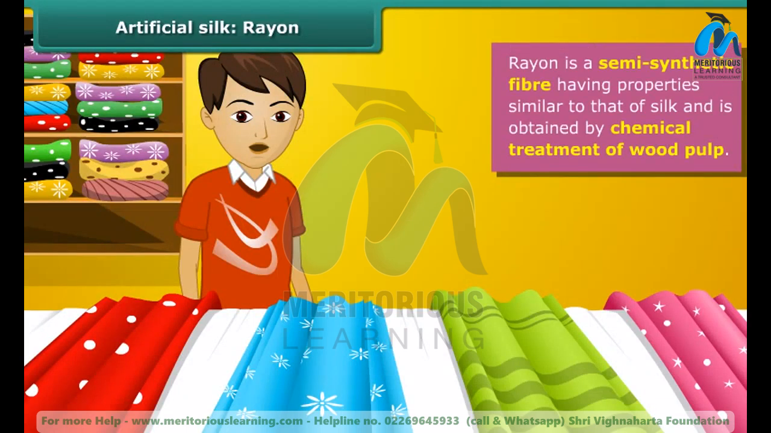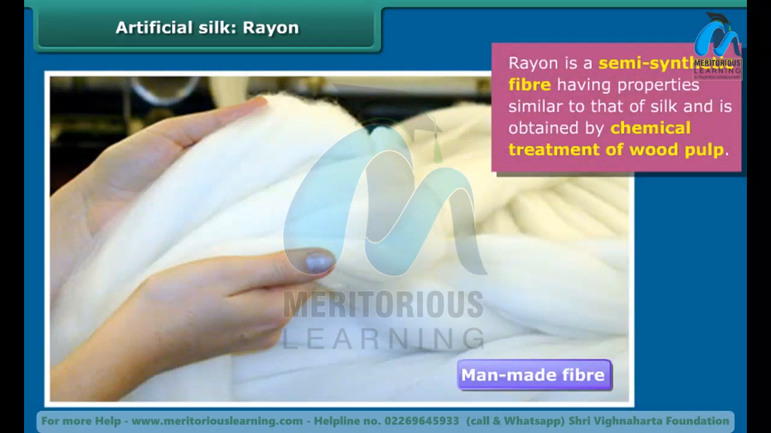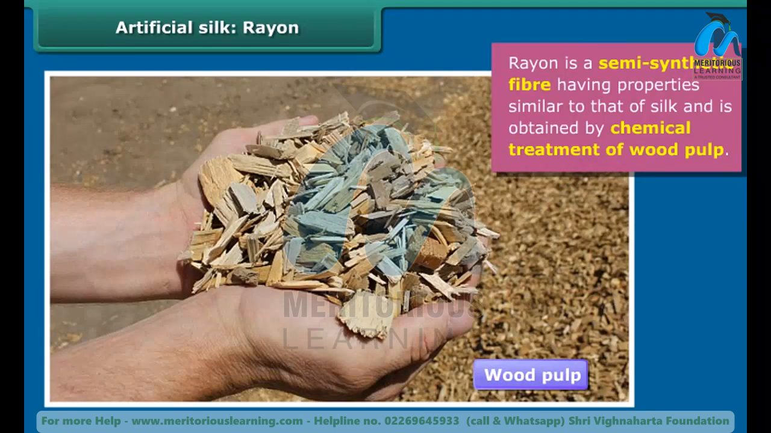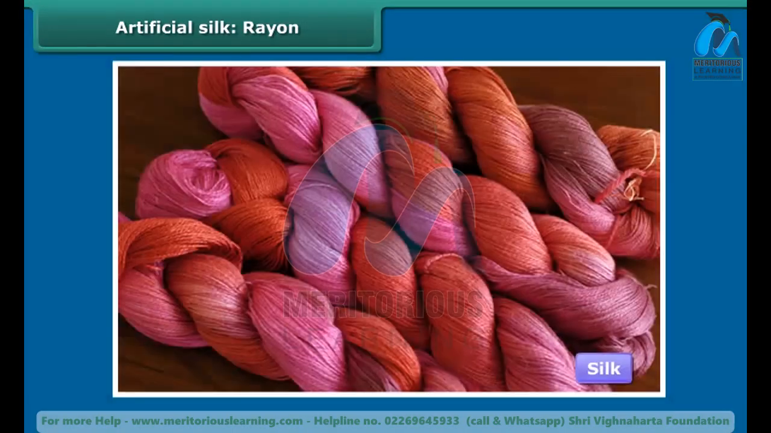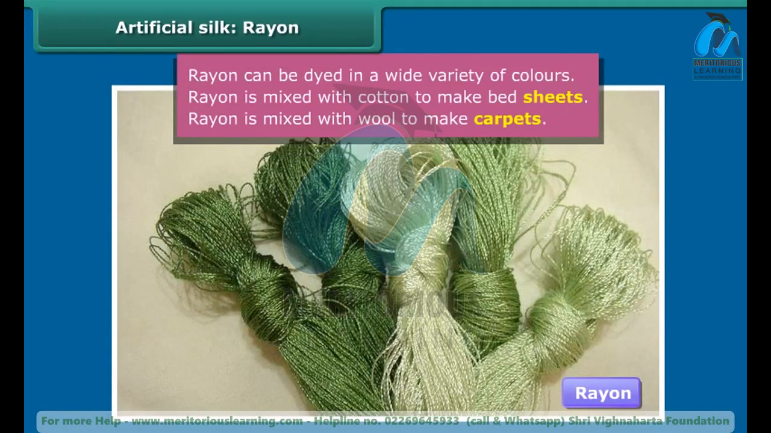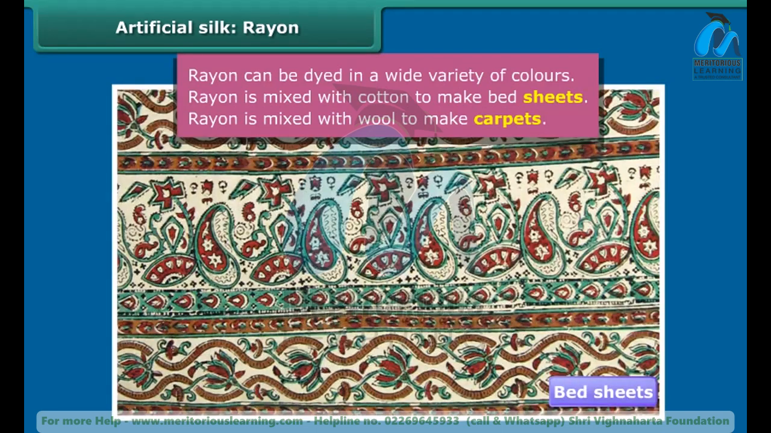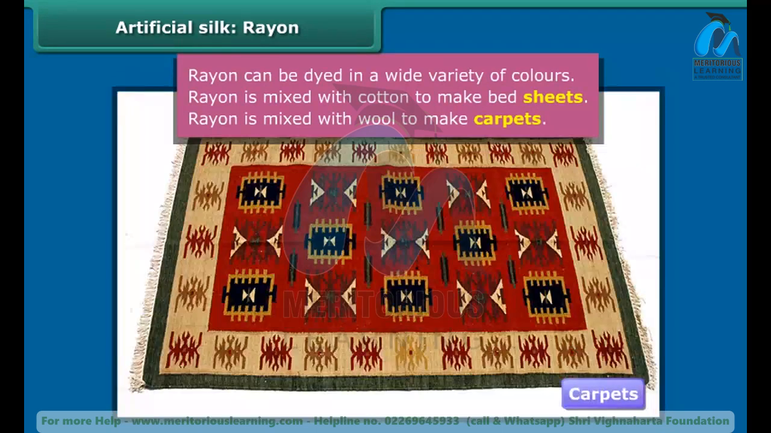Do you know that Rayon is a semi-synthetic fiber having properties similar to that of silk? Can you guess why it is called a semi-synthetic fiber? It is a man-made fiber obtained by chemical processing of wood pulp, which is a natural resource. Do you know that rayon is also known as artificial silk? It is cheaper than silk but resembles it. It can be woven like silk fibers and dyed in a wide variety of colors. Rayon can also be mixed with cotton to make bed sheets or mixed with wool to make carpets.